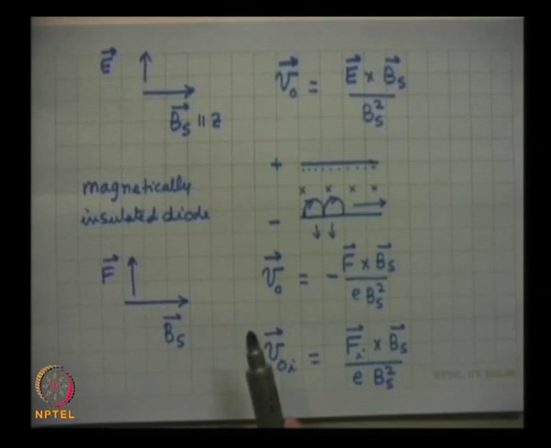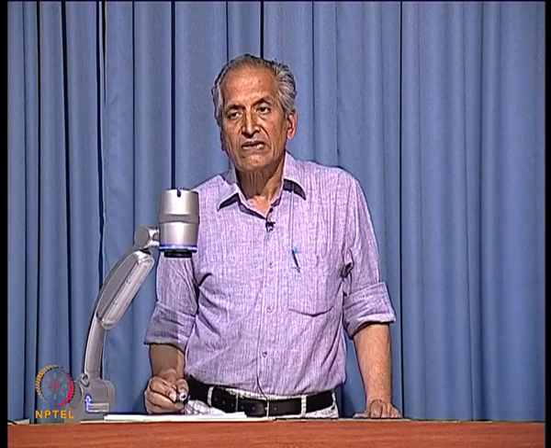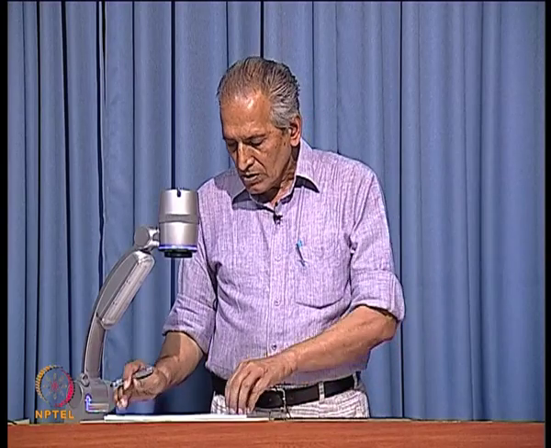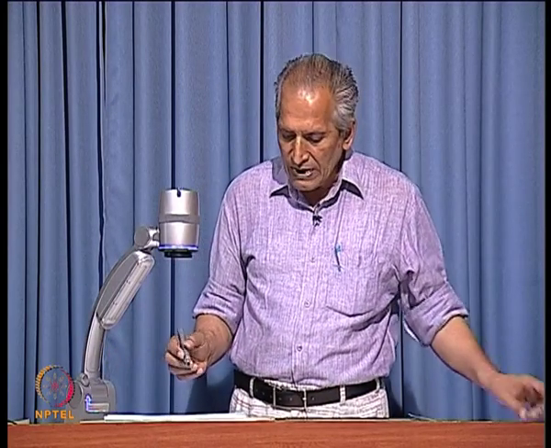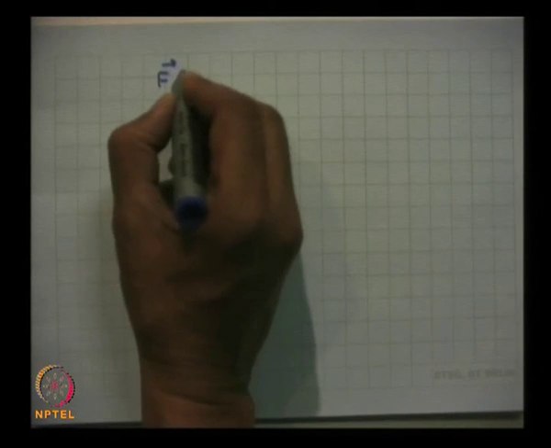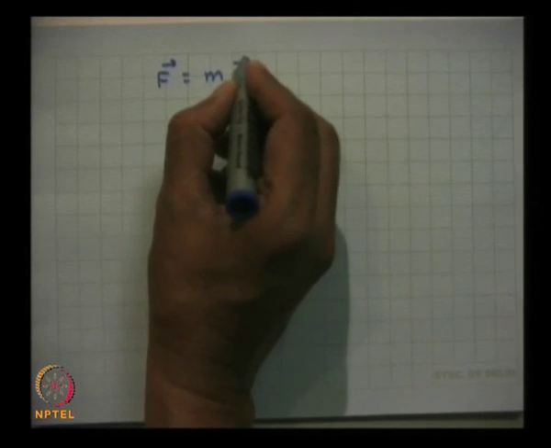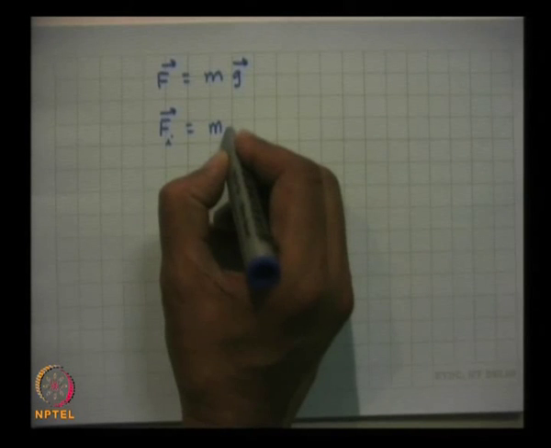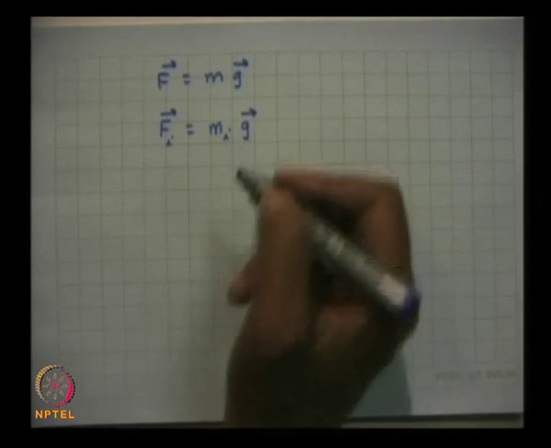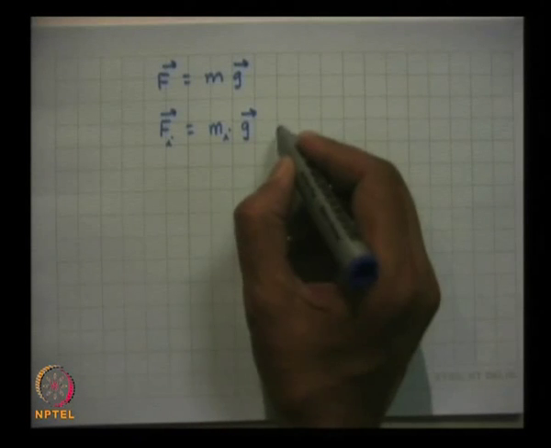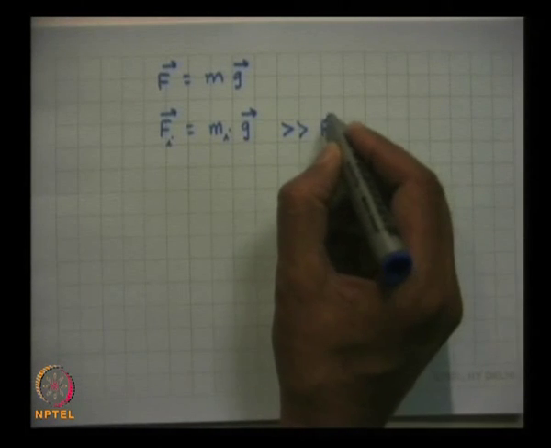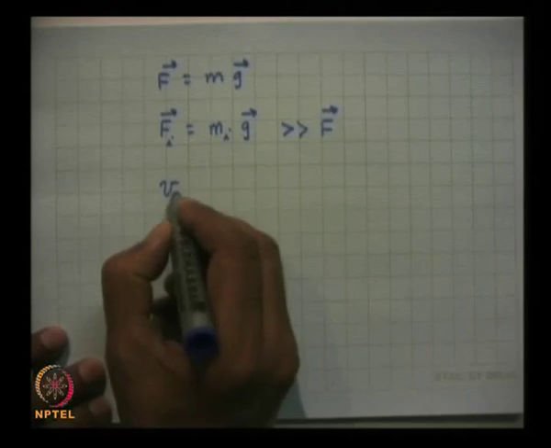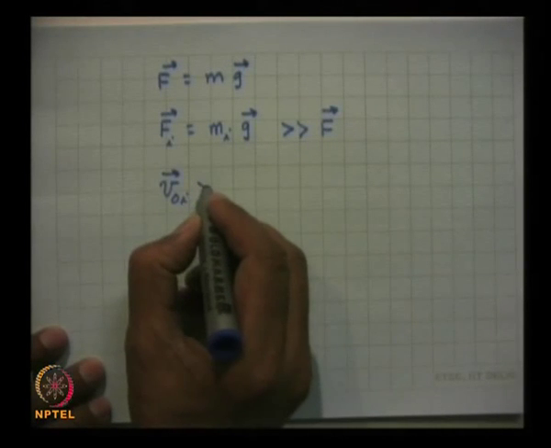In the case of a gravitational field, for instance in the ionosphere, the plasma electrons and ions experience a downward gravitational field g. The force due to gravity on electrons is F equal to the mass of the electron into g, whereas the force on the ions is the mass of the ion into g, where g is the acceleration due to gravity. And you may note that this is much, much bigger than the electron force. In that case, the ion drift is much bigger than the electron drift.